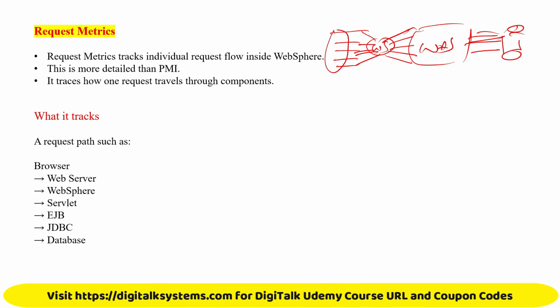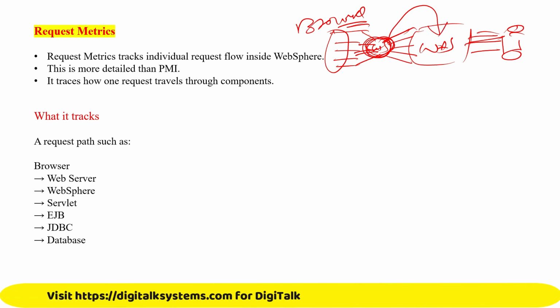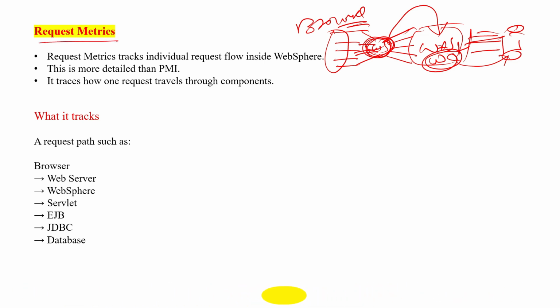But when the request is initiated from the user browser, it follows a specific path. The request will reach the web server. From the web server, when it actually enters the WebSphere, we have a web container here, right? So it will go to the web container. For any database request, it is going to the database, right? So that means request metrics track the complete path or complete flow of a request.